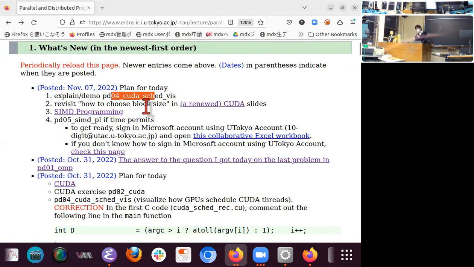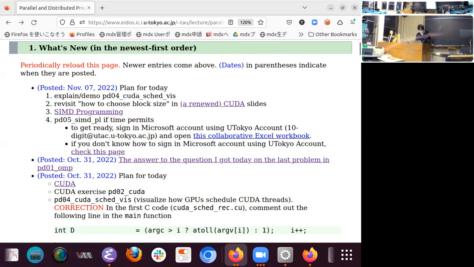The other reason is that when I was speaking about this last week, I was a little bit lost. I was kind of missing the point. So let me do it again. The slides are actually modified slightly. After that, I will get into another topic, which is SIMD programming. And if time permits, you will have a chance to work on the notebook on SIMD programming.